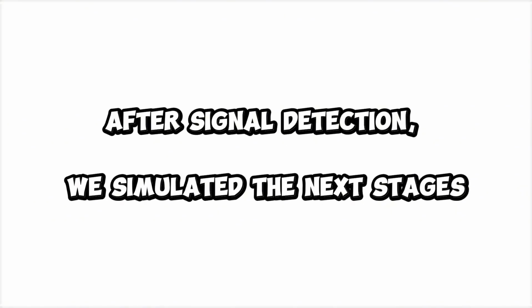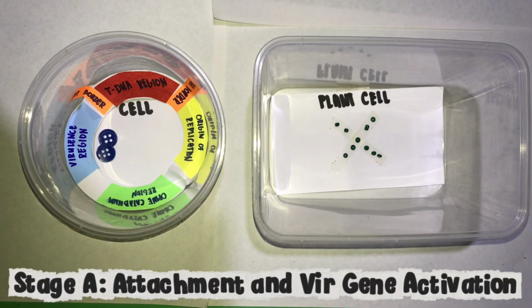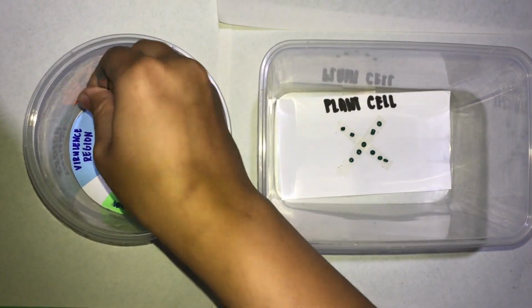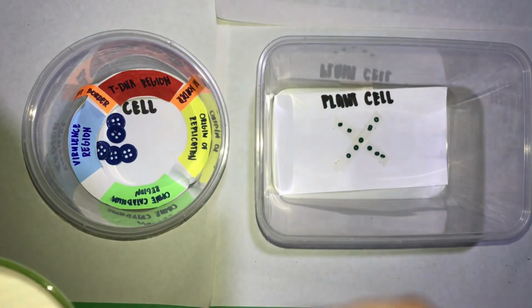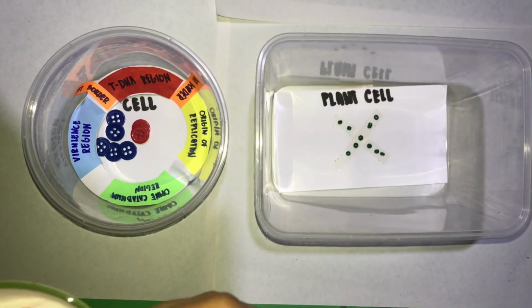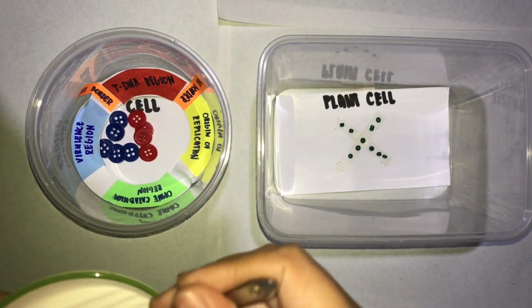After signal detection, we simulated the next stage. Stage A: Attachment and Vir gene activation. We used colored beads to show proteins being produced: blue beads for VirD proteins, responsible for DNA cutting and coating, and red beads for VirB proteins, responsible for the DNA transfer machinery.